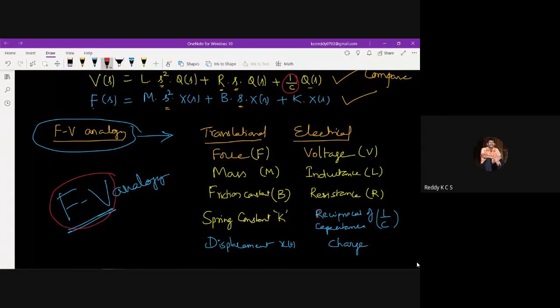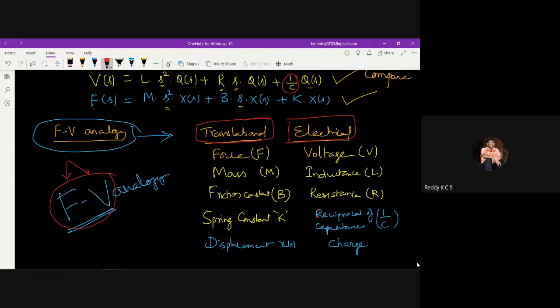In the FV analogy, we have equivalent terms of mechanical systems with the electrical system. I have taken the mechanical system, which is translational motion, and of course we have rotational motion also. We know that the equivalent of force is torque, mass is inertia, friction is the same, and the spring constant we call the torsion spring constant in a rotational system, and displacement is called angular displacement in rotation. That is what we'll discuss in the next class, not an issue. In the FV analogy here, I'm talking about only the translation as well as the electrical system, and how the equivalent terms in the mechanical system map to the electrical system.